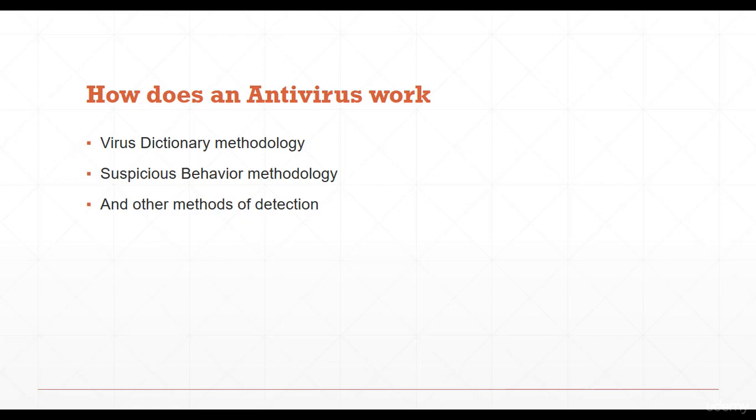The first one is that every antivirus comes with a virus dictionary which has the definition of each and every virus that they have ever found. Once such a pattern exists in the system, the virus gets detected. Another method is the suspicious behavior methodology, wherein if the antivirus gets to know that a particular application or program is trying to act in a suspicious way, it would consider that application or program to be a virus.